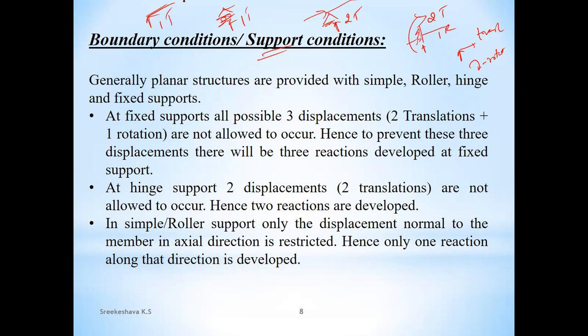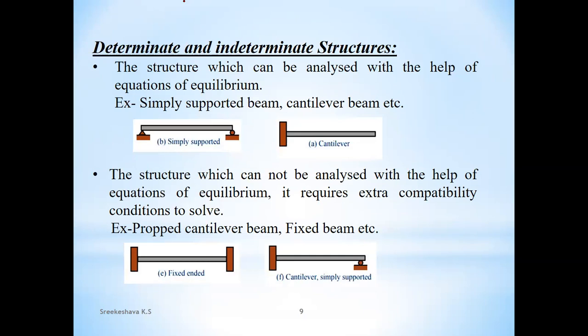Okay. Next, different types of indeterminate and determinate structures. I also told this when we were doing shear force and bending moment diagrams. I'm just briefing the things. Simply supported beam, cantilever beam. Now tell me, these two are which type of structures? Determinate or indeterminate? Simply supported beam and cantilever, determinate or indeterminate? Which one? Determinate, sir. Determinate. Here, these two, propped cantilever and fixed beams, are?